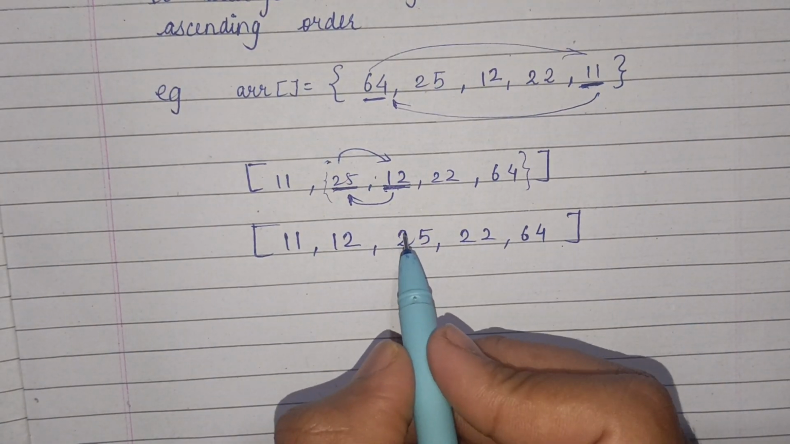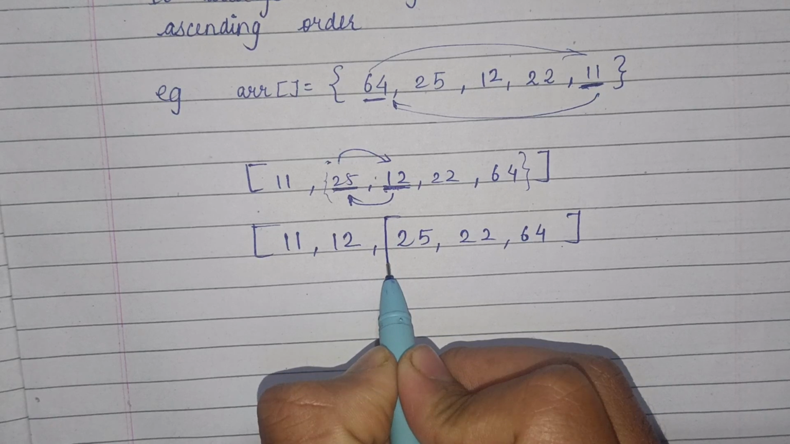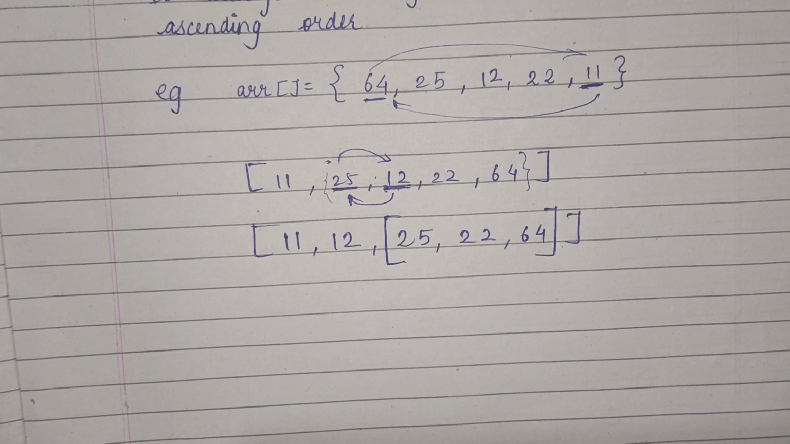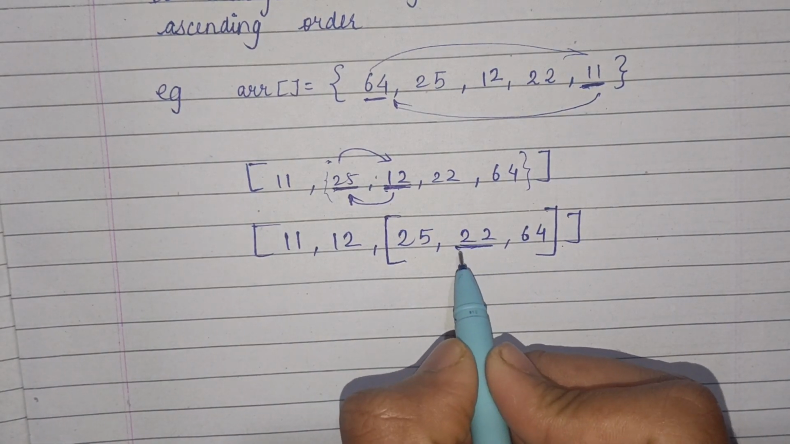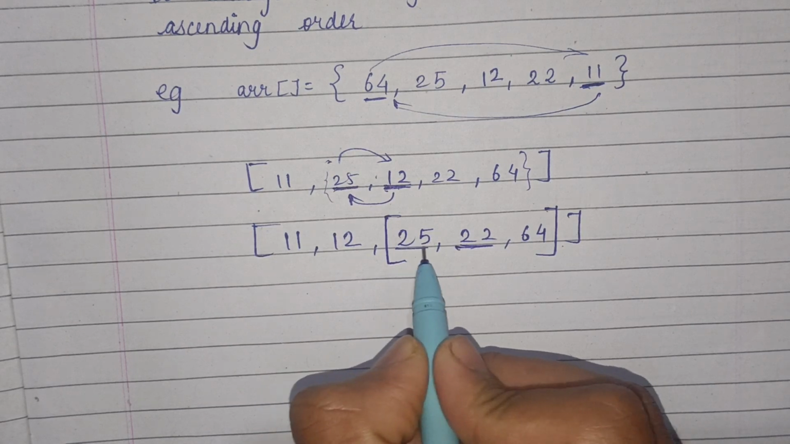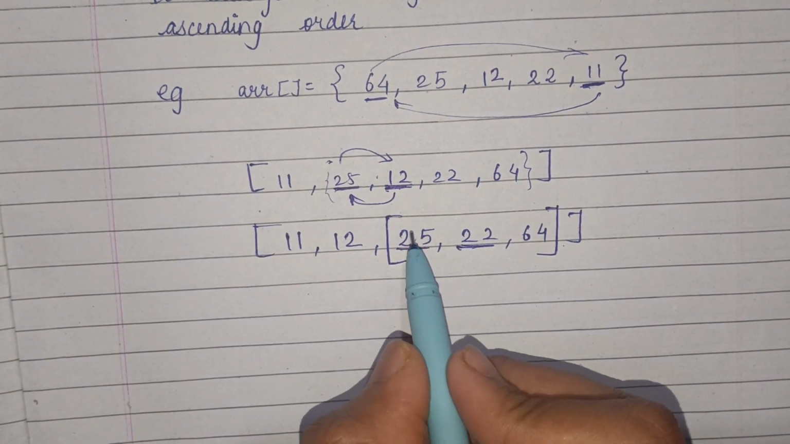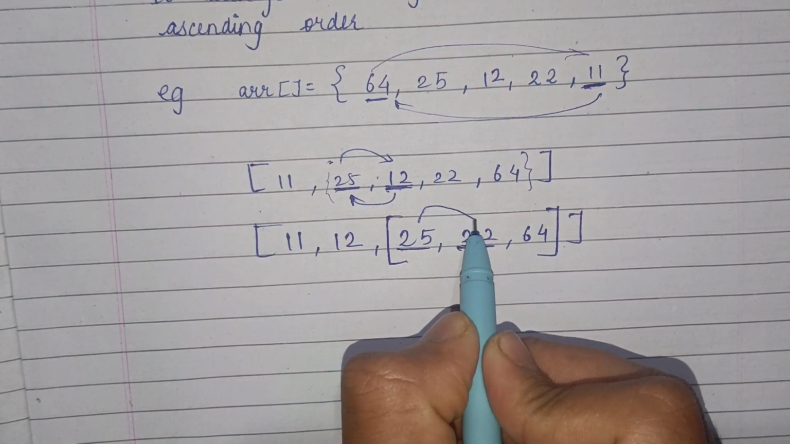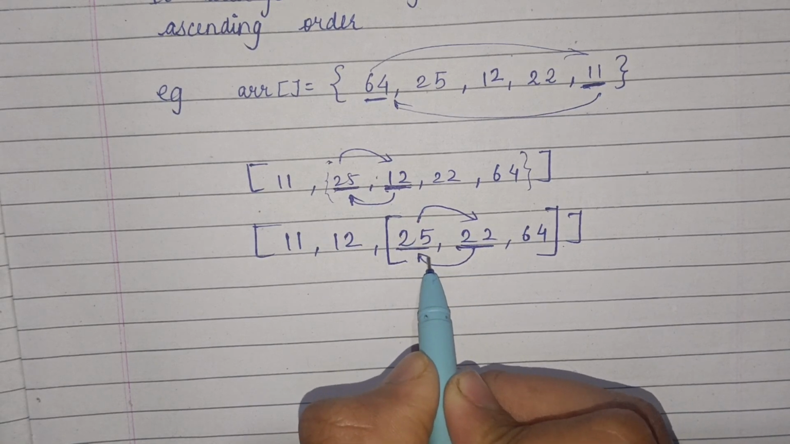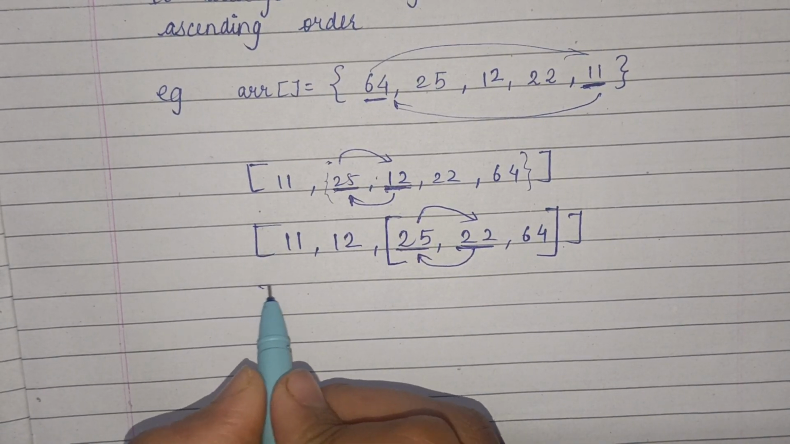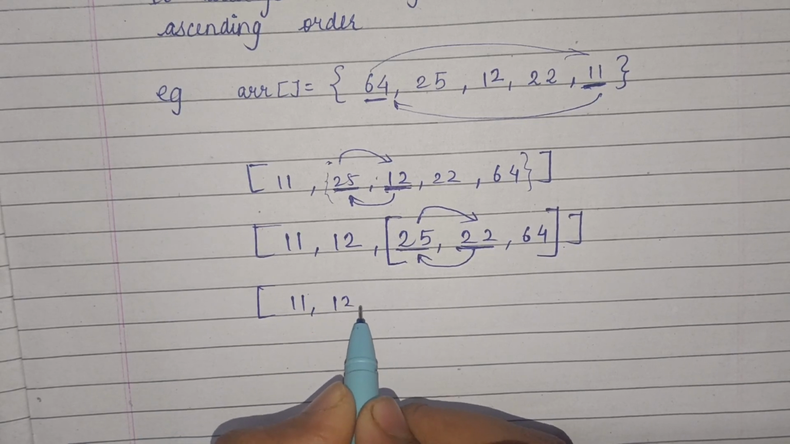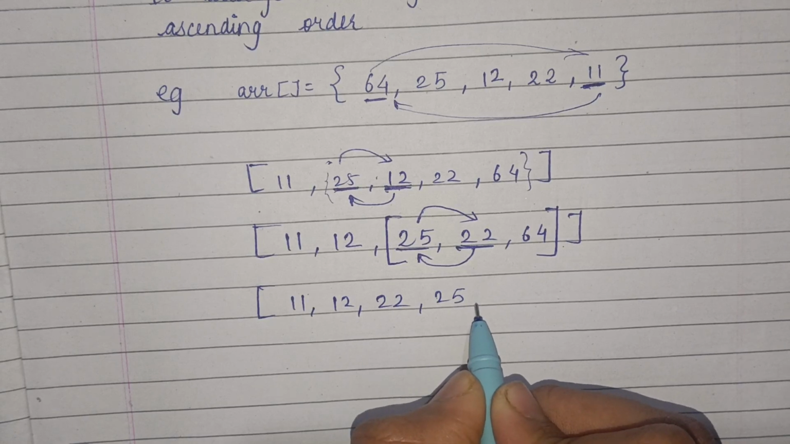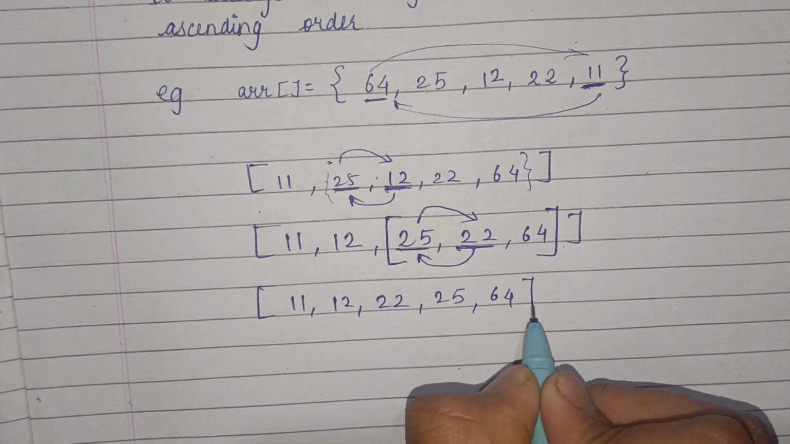Now we have to find the smallest element from this array. The smallest element from this array is 22 and it will compare with 25. So 25 is greater than 22, so the positions will get swapped. So the array will now be 11, 12, 22, 25 and 64.